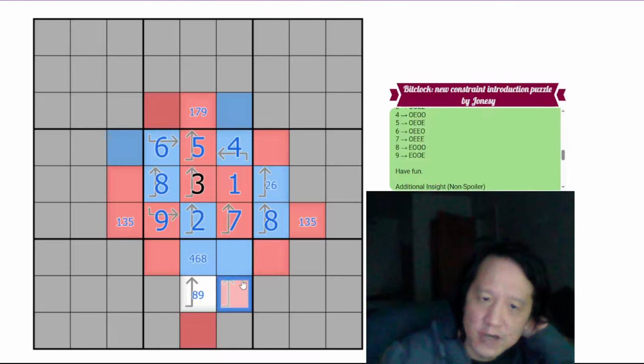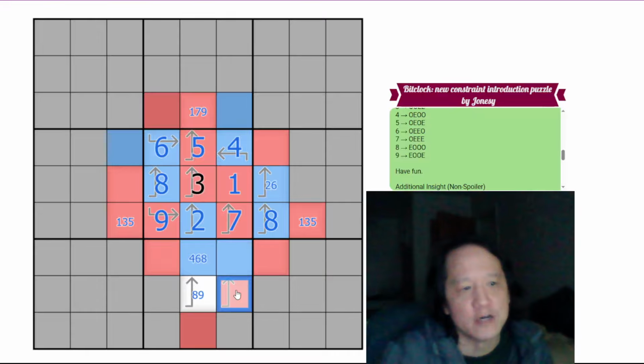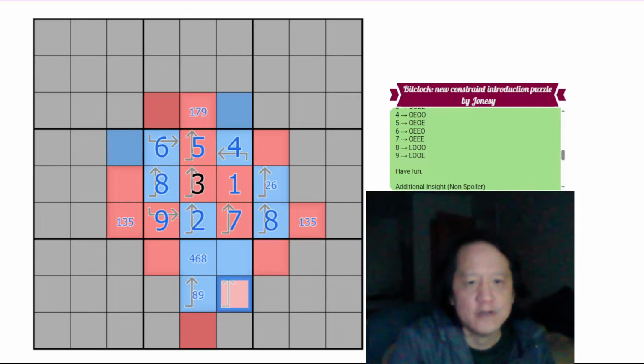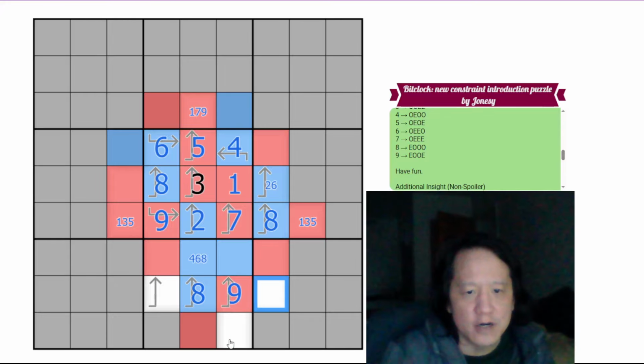Since this is odd, it cannot be 1 or 7. This has the 8-bit turned on with the even digit. So this must be 9, which would make this even and 8. So we have 9 and 8 here. This is even, odd, odd, even. So these are odd. This is even, odd, odd, odd. So it cannot be 8. This is 4 or 6.